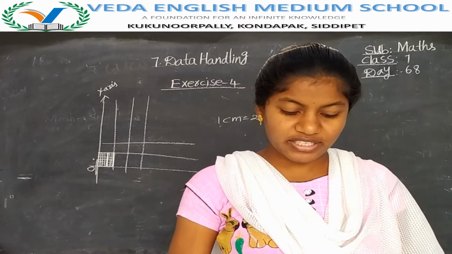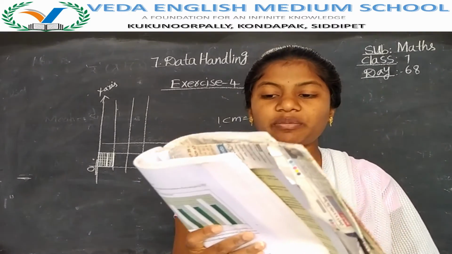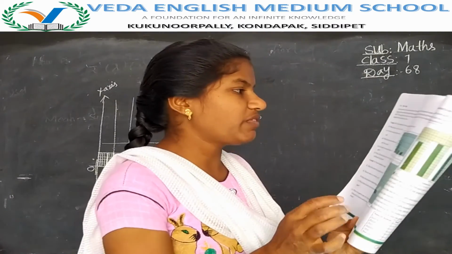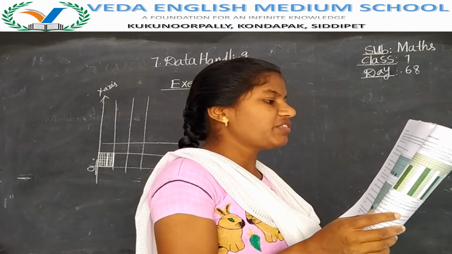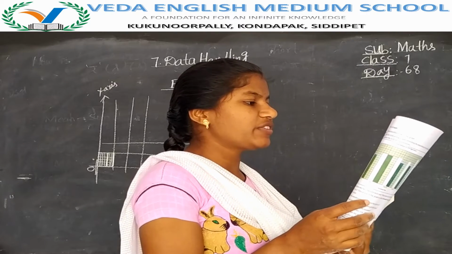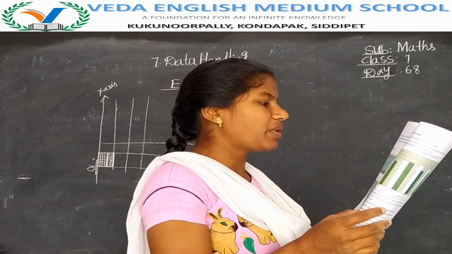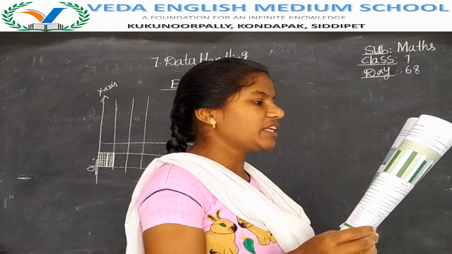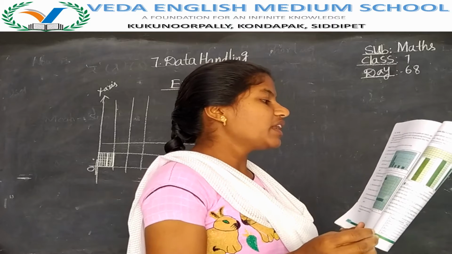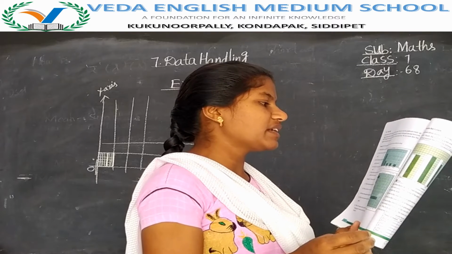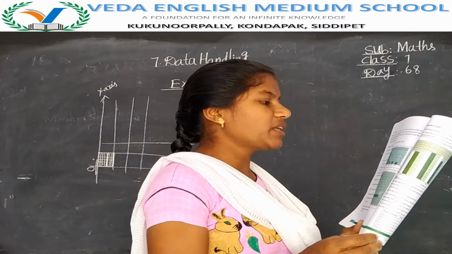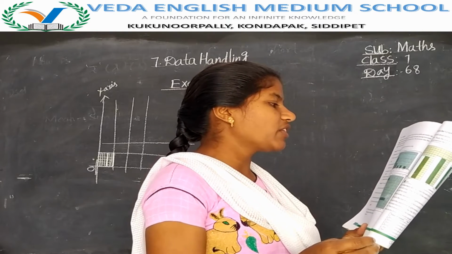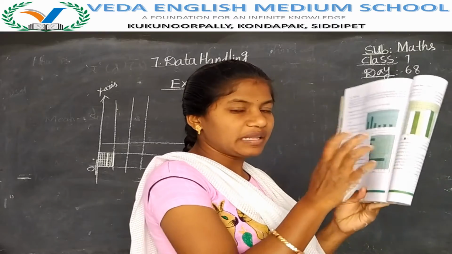Once again we have exercise 6.4, the fourth exercise. See here, bar graph, page number 156. In this section we will learn a little more about bar graphs. We know that bar graphs are made up of bars of uniform width which can be drawn horizontally or vertically with equal spacing between them. The length of each bar tells us the frequency of the particular item. The length of the bar depends on the scale.